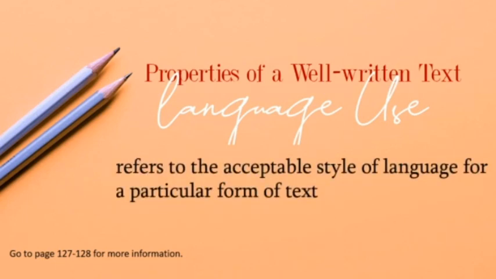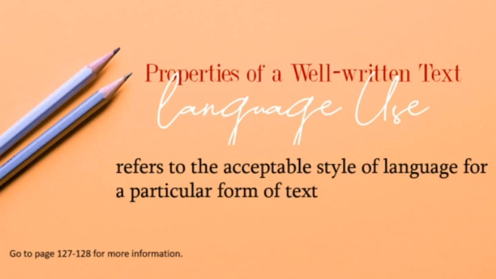Language use. When we talk about language use, it refers to the acceptable style of language for a particular form of text. When you go to page 127 and page 128 in your book, there are many considerations in the language use, but I did not include them here because those are examples and self-explanatory. But I want to emphasize that when you write, the consideration we take into account in language use is that there is formal language, and there are jargons and technical terms that we can use in a certain text but cannot use in another text.